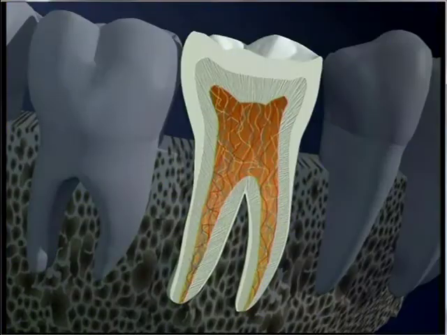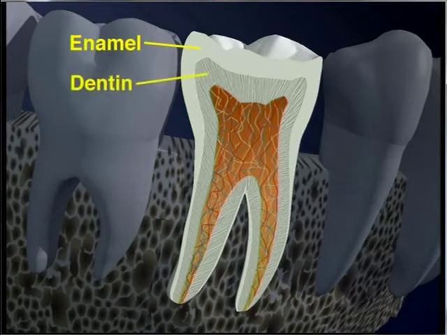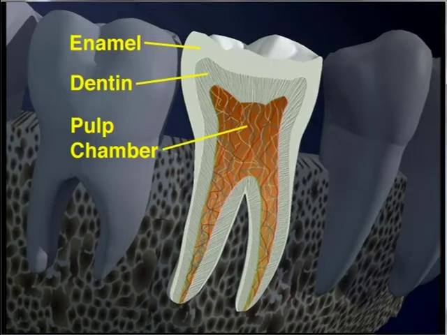The white outside of a tooth that you're used to seeing is the enamel. Inside the enamel is another hard layer, the dentin. There's a small chamber at the center of the dentin called the pulp chamber. The tooth pulp is a soft tissue made up of nerves, arteries, and veins. The pulp extends from the pulp chamber down through a narrow channel, which is the root canal, all the way to the tip of the root.